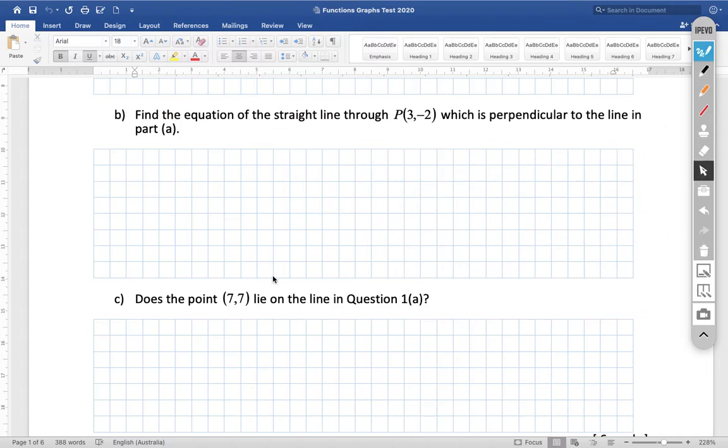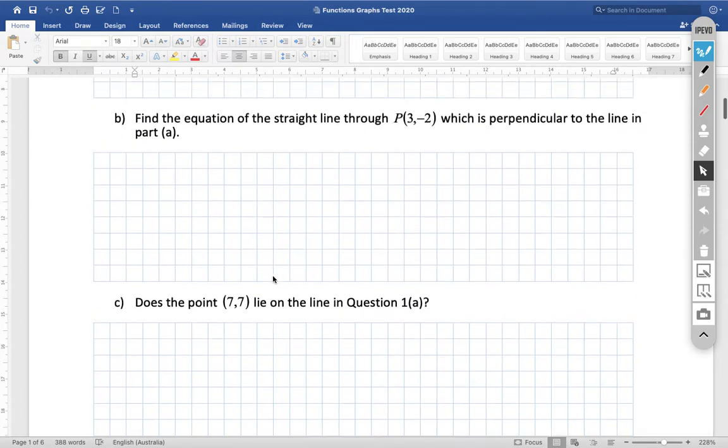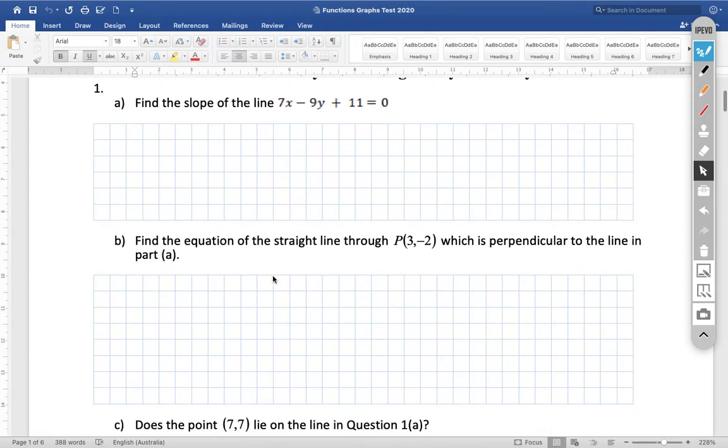Next. By the way, these videos will just go one at a time. Does the point 7, 7 lie on the line? Question 1a. So I better write this down. 7x minus 9y plus 11 equals 0. And in the rearranged form, if I want to use that, 7 on 9x plus 11. Okay.